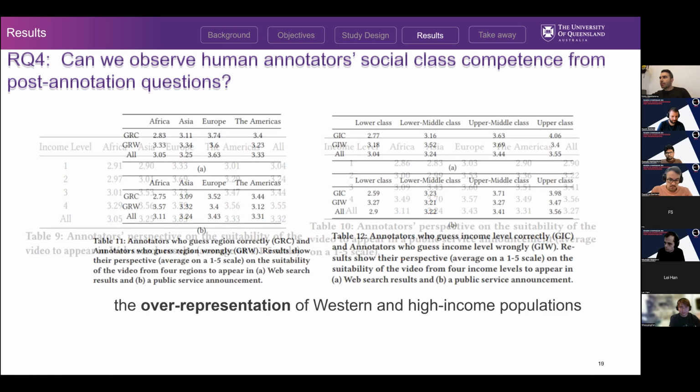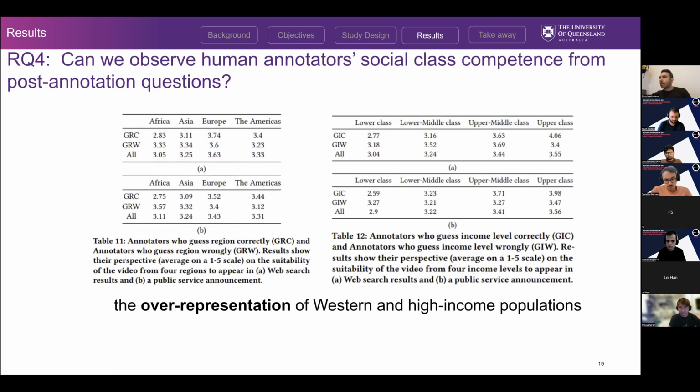And then we try to observe the bias by comparing the ratings of the workers who guessed correctly or wrong. The workers who failed to guess the radio location give much higher scores to the radio from Africa and low income level, and lower scores when they guess correctly.